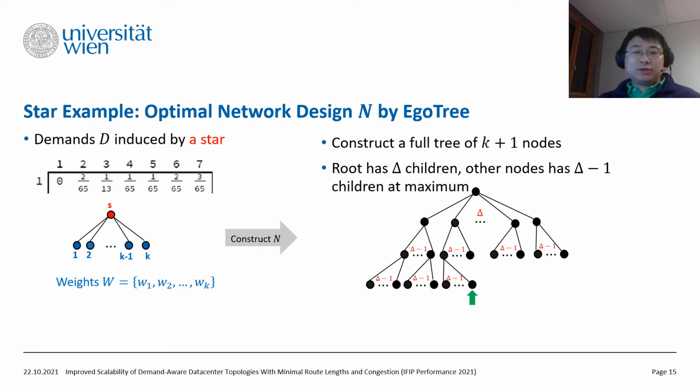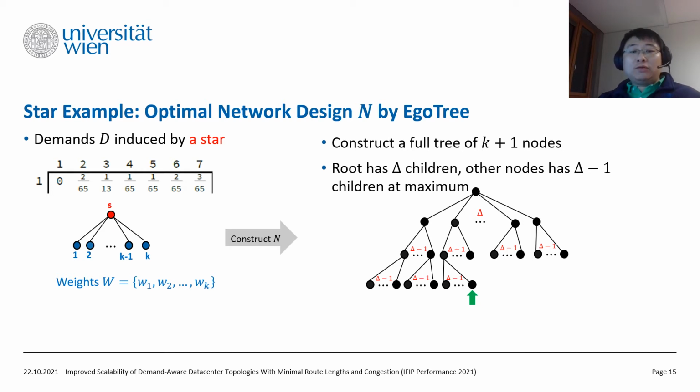Now we start to introduce our approximation algorithm. At first, we only focus on optimizing the route length, not congestion. We will introduce a technique called the Ego-tree. We start with a simple case where the demands D are induced by a star. It means only one node communicates with its children, like this. So the root s communicates with k children, but there is no communication between any two children, and their communication intensity is defined by w.